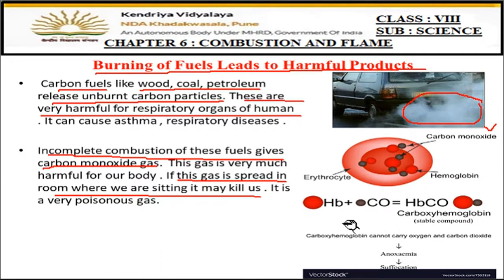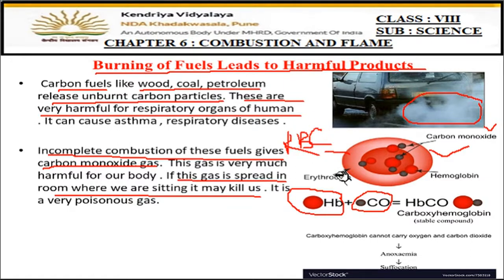So instead of oxygen, if CO, that is carbon monoxide, enters our body. In the diagram, the black balls show carbon monoxide and the red balls show hemoglobin. This is an erythrocyte, which means RBC, a red blood cell, and in the red blood cells these small red balls, the hemoglobin, are present. Now when carbon monoxide enters the body, it gets attached to these hemoglobin particles. You can see the small black balls get attached to the hemoglobin, and they form a compound called carboxyhemoglobin.